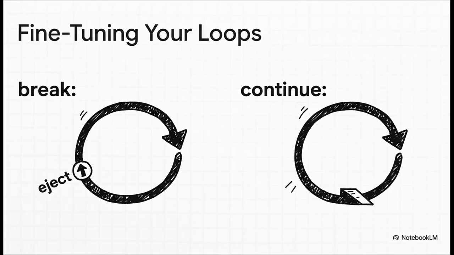Inside our loops, we have two more really cool tools for fine-tuning. Break is basically the emergency eject button. The second the code hits break, you are thrown out of that loop entirely. No questions asked. Continue is different. It doesn't end the whole loop, it just ends the current cycle. It basically tells the computer, hey, I'm done with this one, let's just skip to the next one right away.